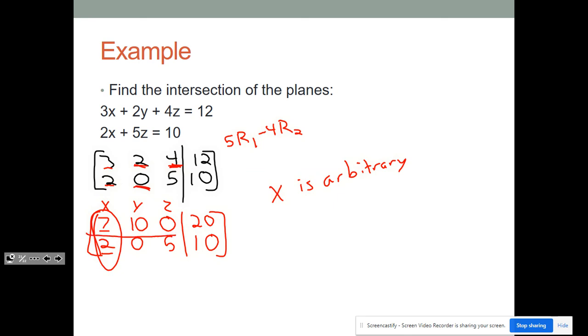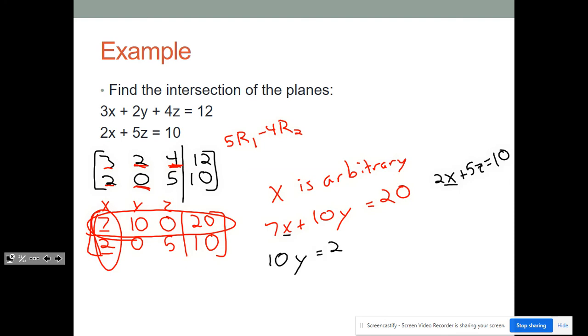So remember, these are just equations. So that equation, 7x plus 10y, z is gone, so equals 20. Then I have the bottom row with my other equation over here, 2x plus 5z equals 10. So since they both have x, we solve for the other variable. I'm going to solve my first equation for y, meaning I'm going to subtract 7x to the other side, and then divide by 10.